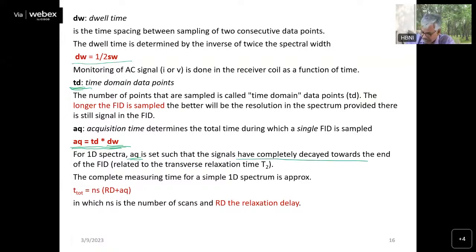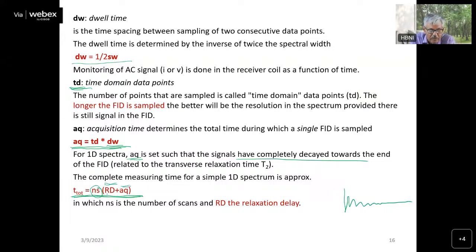So you will see that the FID should decay completely. And then the complete measuring time: suppose you want to carry out a large number of scans, the total time should be the number of scans times, and this is RD, I'll tell you a little more about that, and then the acquisition time.